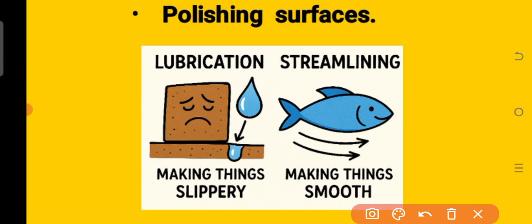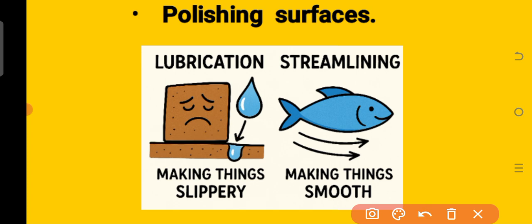We've noticed that it is difficult to slide an object across the floor. So when you apply a lubricant, what happens is that it enables these objects to slide against each other, as a lubricant is usually slippery. Now, the other way of reducing friction is by streamlining.